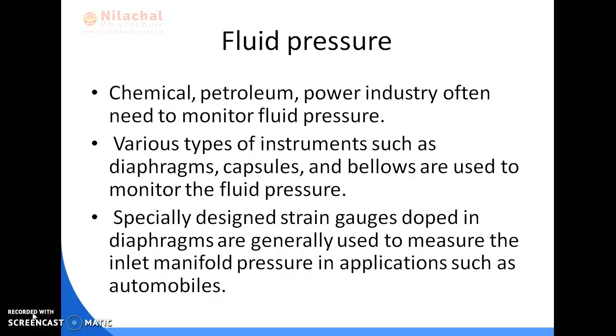So our next topic is measurement of fluid pressure. In different fields like chemical, petroleum, power industries, often we need to measure the fluid pressure. Various types of instruments are used to measure the fluid pressure, such as diaphragm, capsules, and bellows. Specially designed strain gauges doped in diaphragms are generally used to measure the inlet manifold pressure in applications such as automobiles.